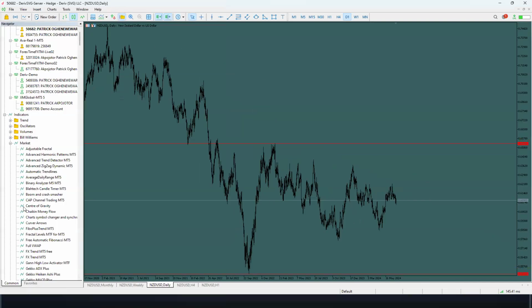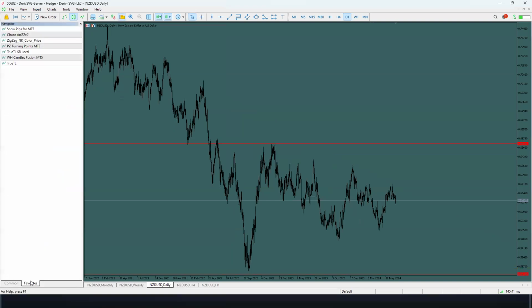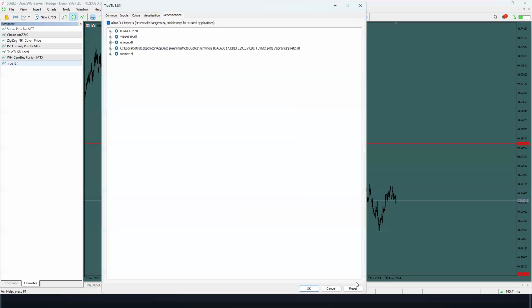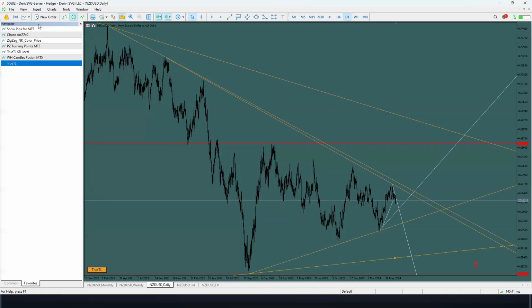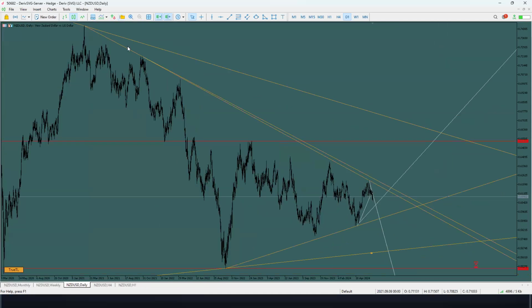So I have an indicator here that is called true trend line. You just place it on the chart and say okay, and it draws all the trend lines for you, all the types of trend line you can think of. I have long term. So you see the long term from the up, you see the long term from the down, and you can draw it any way you want, right?